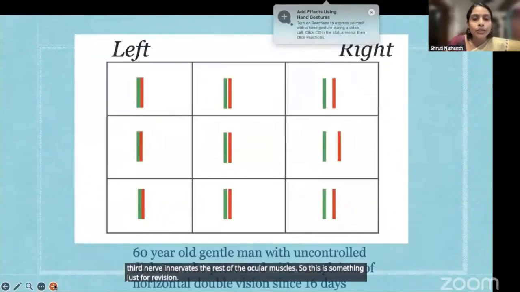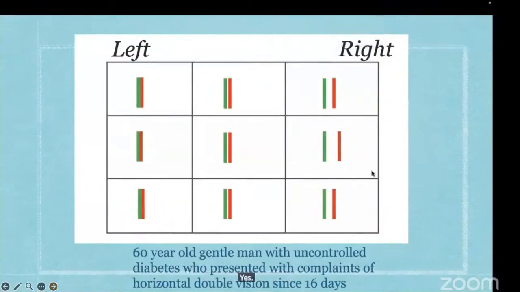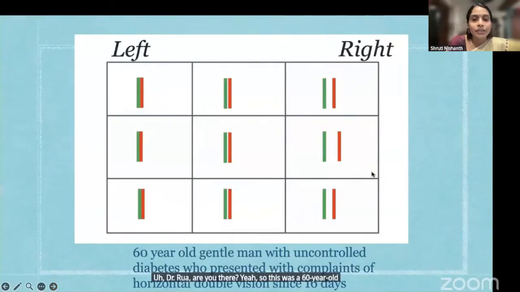Dr. Ruwa, are you there? Yes, ma'am. So this was a 60-year-old gentleman with uncontrolled diabetes and horizontal double vision. Can you please interpret the diplopia chart?